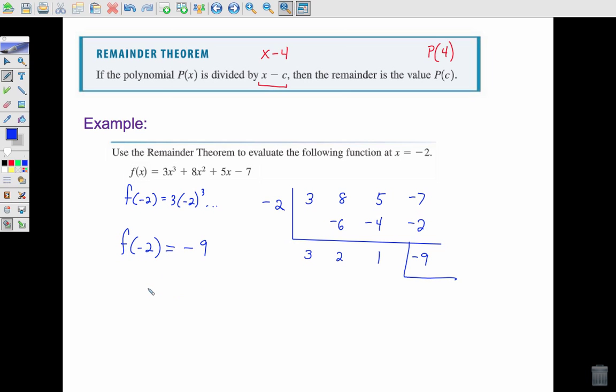This is one way to write our answer. The other way is to write it as an ordered pair, where this is our x value and this is our y value. So we would know if we were graphing this, this would be a point on our graph. Whenever you're asked to use the remainder theorem, you're just going to divide using synthetic division, find your remainder, but you want to remember to write your answer one of these ways.